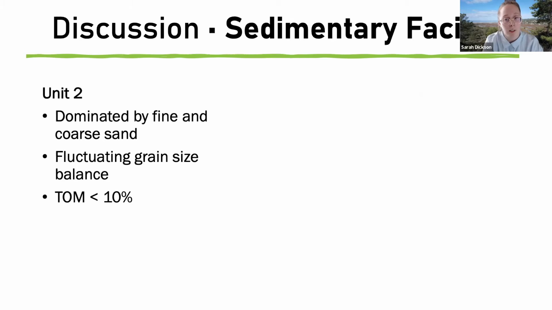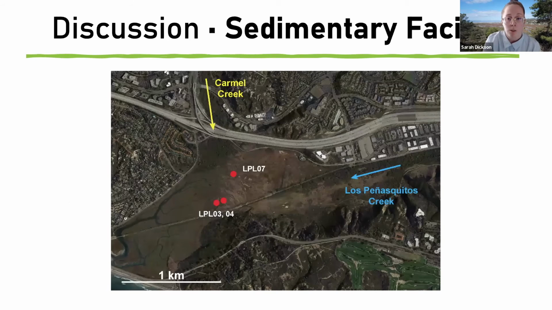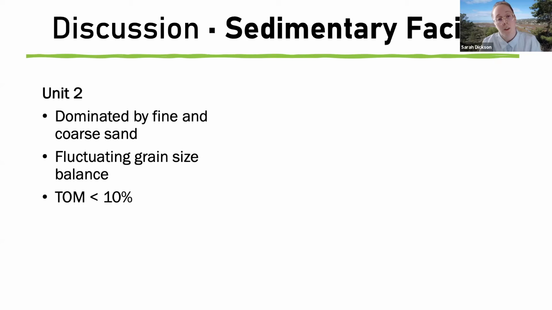Next, we have Unit 2. The influx of coarser sand indicates a higher depositional environment than Unit 1. The persistently low amount of total organic matter means that there's still little to no vegetation present. This unit is also not a system-wide change, as it only occurs in core 7, which indicates that the source of the coarser sediment is proximal to core 7 or further landward. So as a refresher, core 7 is here, and cores 3 and 4 were extracted here. Core 7 is closer to the creek channels that flow into the lagoon, providing a source of sediment and fresh water. It is for these reasons that we interpret Unit 2 to be a fluvial delta.